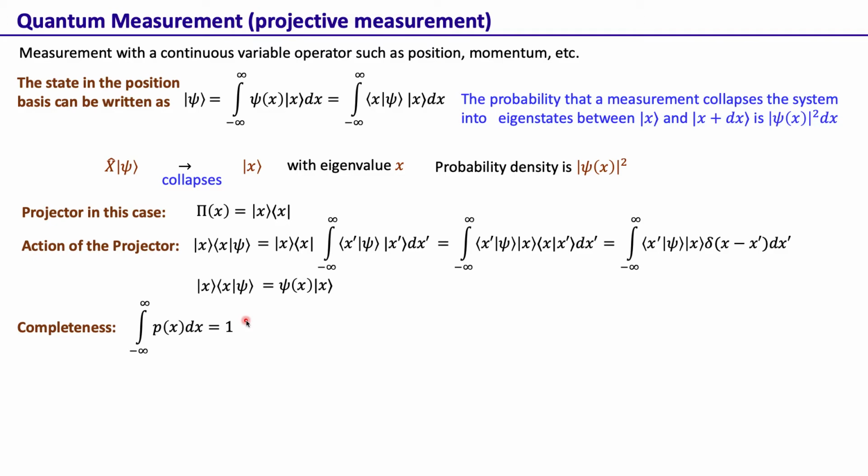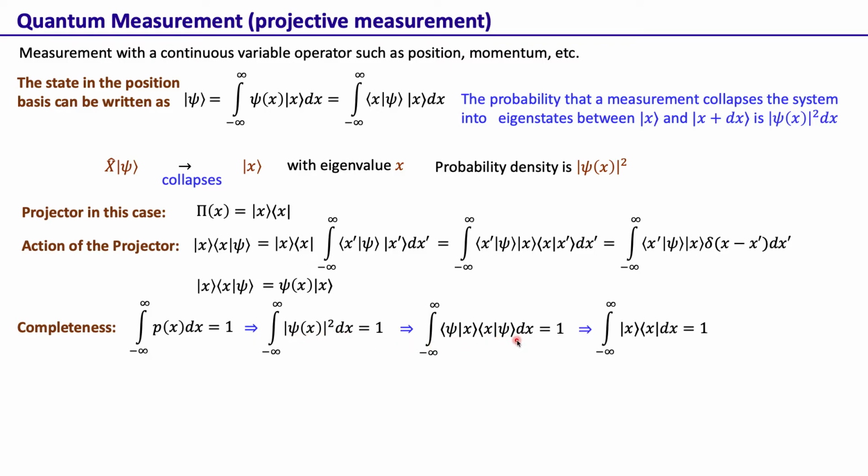Now similarly we can have the completeness relation here, and that also comes from the fact that the total probability of obtaining the state at some x has to equal 1. So this integral of p(x) dx from negative infinity to infinity has to equal 1. This p(x) is essentially the probability density, which is |ψ(x)|². So that has to equal 1. |ψ(x)|² we can write like that.